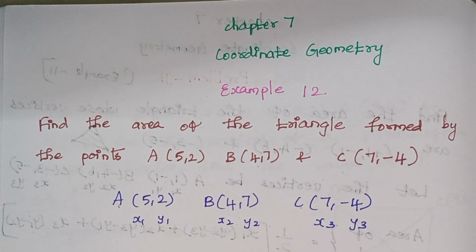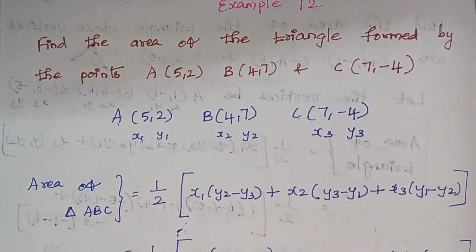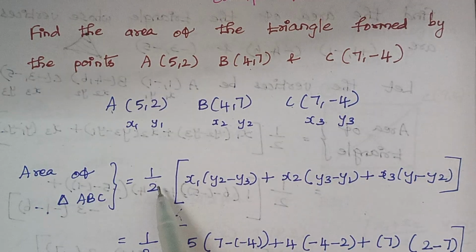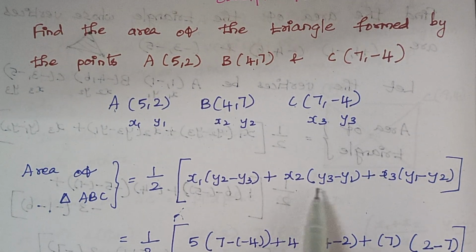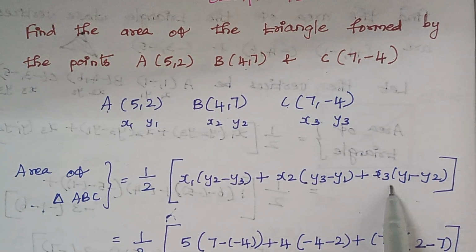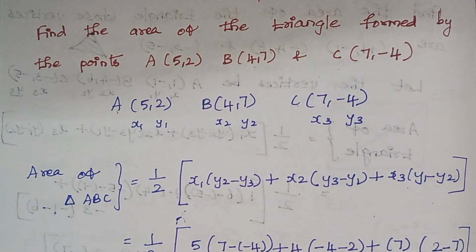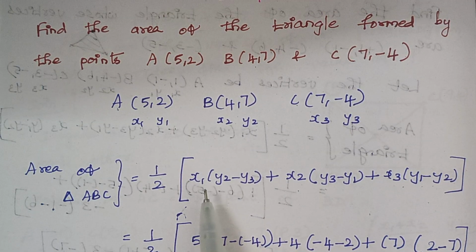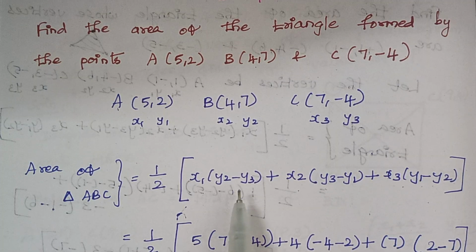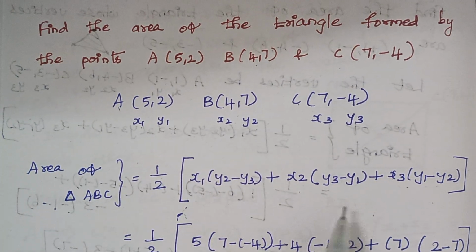So what is the formula to find the area of the triangle? It is given by half x1 into y2 minus y3 and x2 into y3 minus y1 and x3 into y1 minus y2. So here we know all the values of x1, x2, x3 and y1, y2, y3. So our job is to substitute these values in this formula.